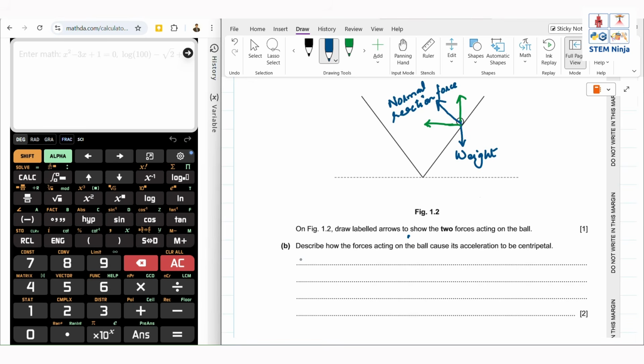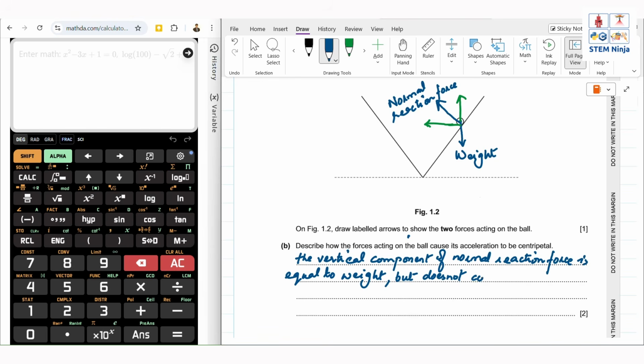So the vertical component of normal contact force or normal reaction force is equal to weight, but it does not contribute to centripetal force.